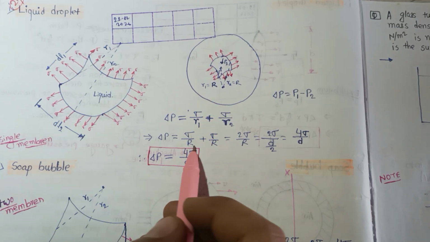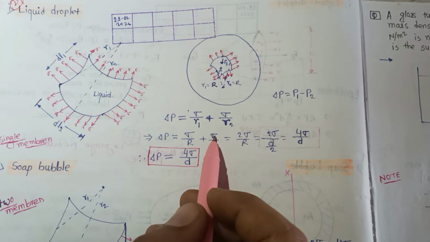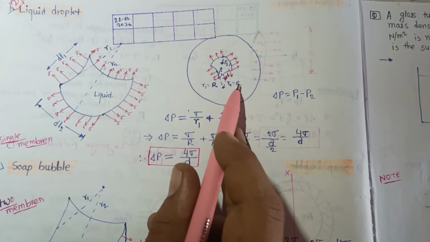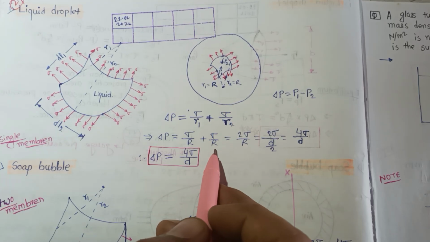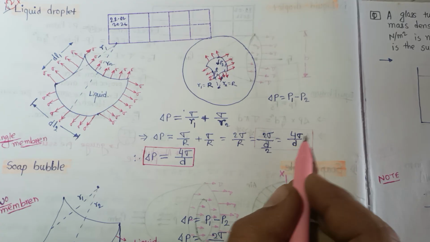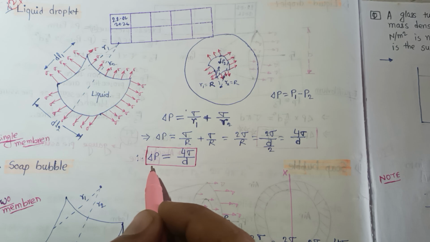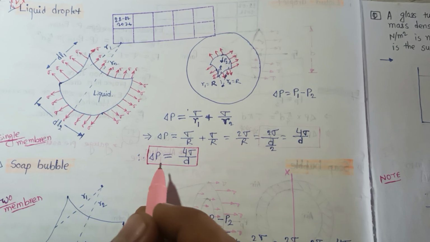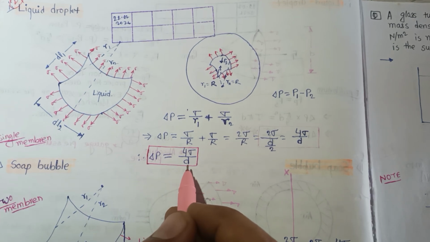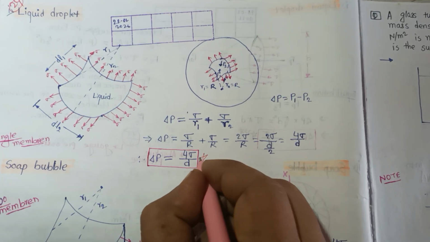So sigma by r plus sigma by r2, where r is the radius of the sphere. So that is equal to 4 sigma by d, where d is the diameter, so d equals 2 times r. From here you can calculate that delta P is equal to 4 sigma by d. So this is a very, very important formula.